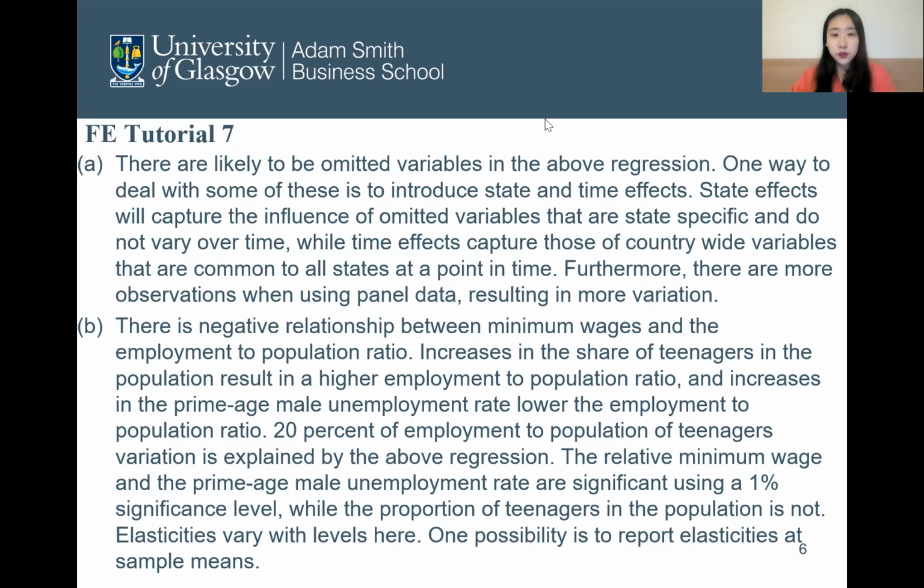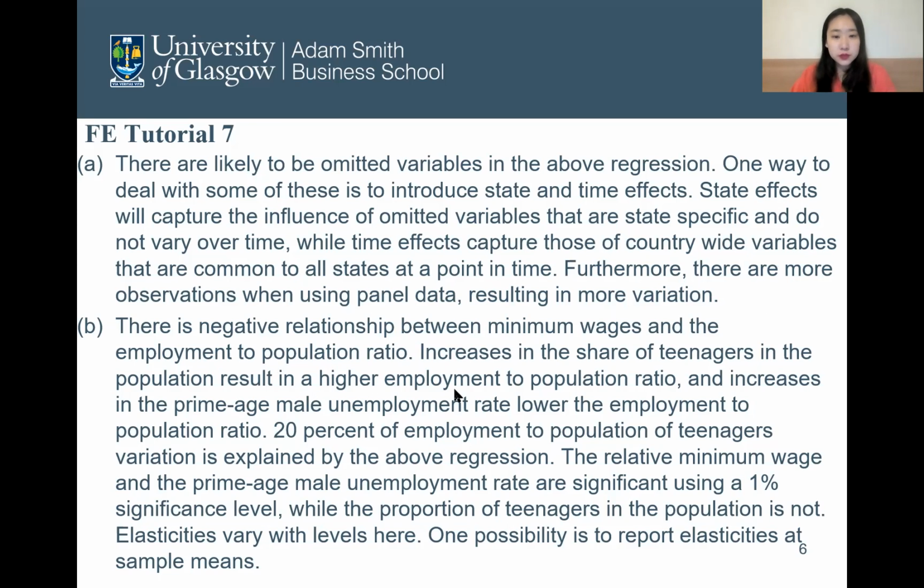So the first one is to introduce state and time effects: the state effects are state specific and do not vary over time, while the time effects are common at a point in time. And if we use panel data, there are more observations, resulting in more variation. So it is more suitable than a model with time series only. Panel data is better than it.